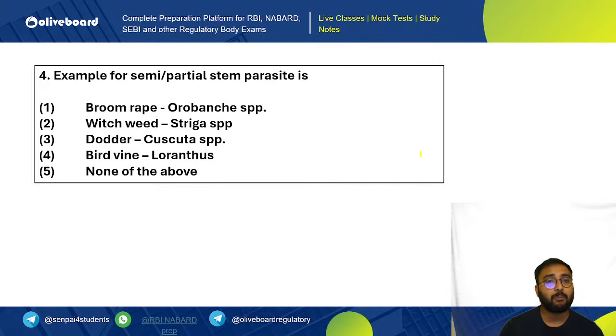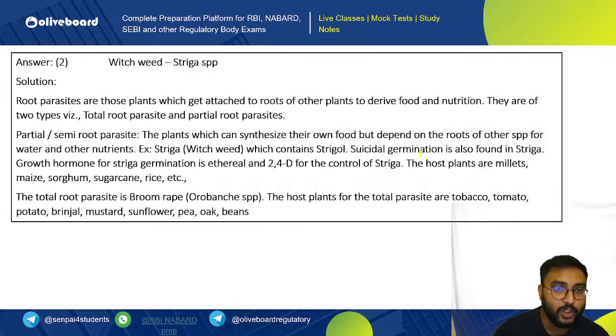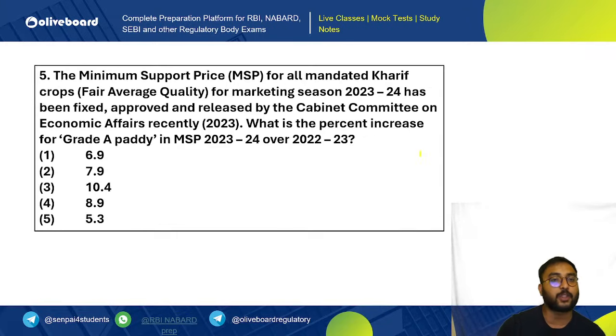Next, example of semi or partial stem parasite is what? Broom rape, witchweed, dodder, bird vine, none of the above. So the answer here is your witchweed, which is also called as Striga specialis.